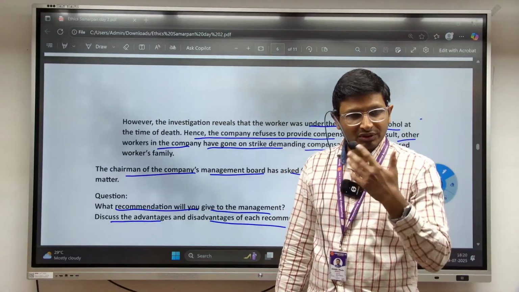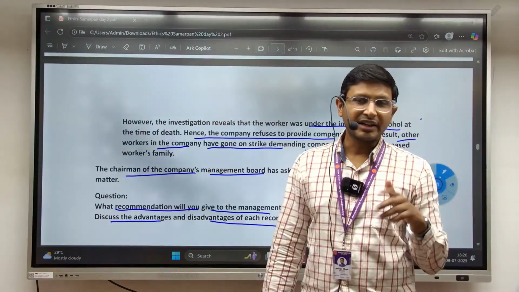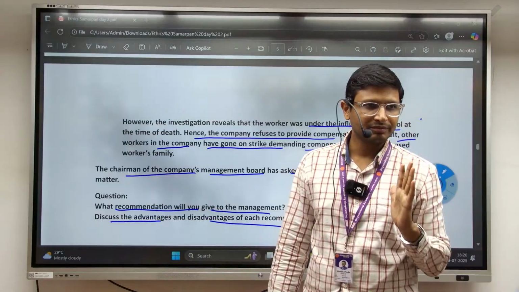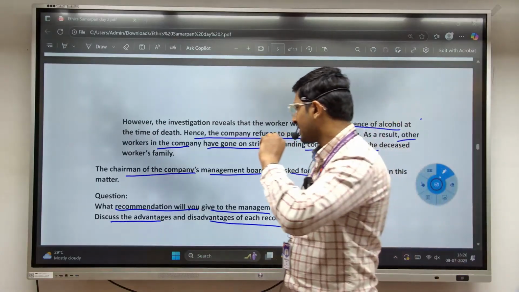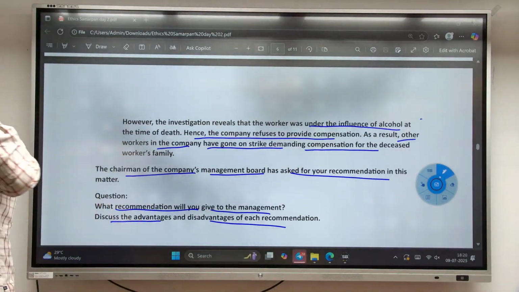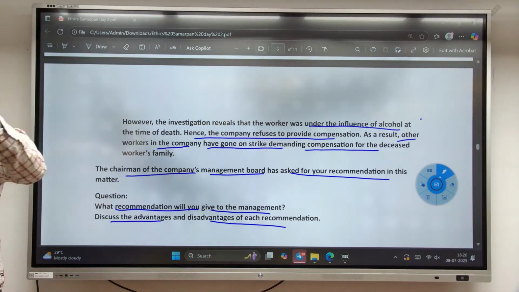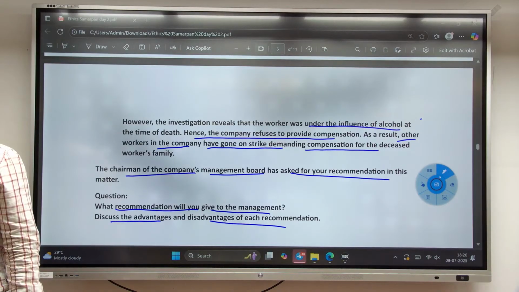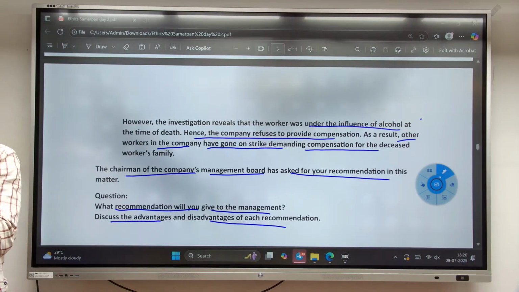Understood? So you have to think of different solutions now, and how this will help and how problematic it will be. Out of the 4 or 5 recommendations you are giving, 2 you already know. One, give the compensation. Second, don't give the compensation. You can write the advantages and disadvantages for both. More than that, now you have to think.